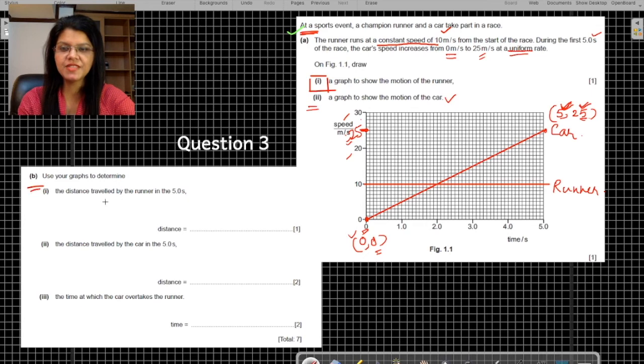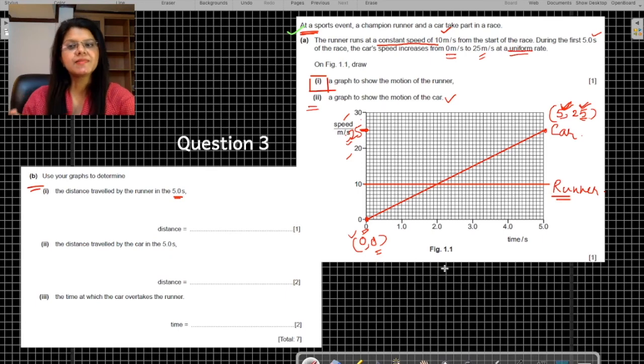Now let us come to part B. Use the graph to determine the distance traveled by the runner in the 5 seconds. Where is the runner? This is the graph for the runner. In a speed time graph, how do you find the distance? It is the area under the graph. So which area are they talking about? This area.